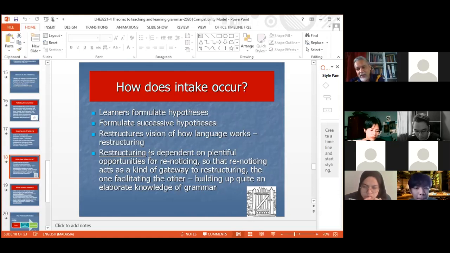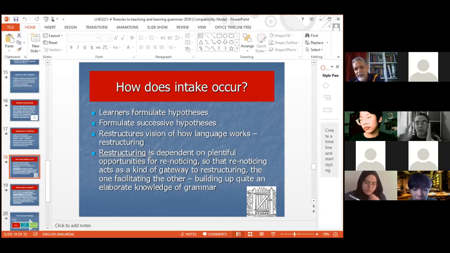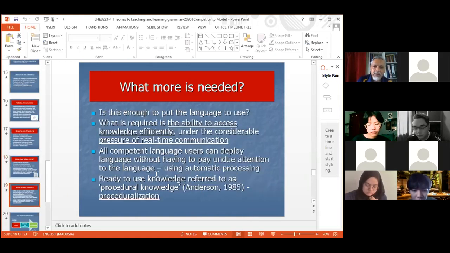At the same time, structuring is important, and structuring is forming their hypothesis. Yeah, they're trying to make sense of the structures. And restructuring, okay? Forming hypotheses and reforming those hypotheses, which we call structuring and restructuring, building up quite an elaborate knowledge of grammar, yeah? So this is important. These are steps in the process, yeah? So what else is needed? Is it enough to just get input and try to make sense of how it works?